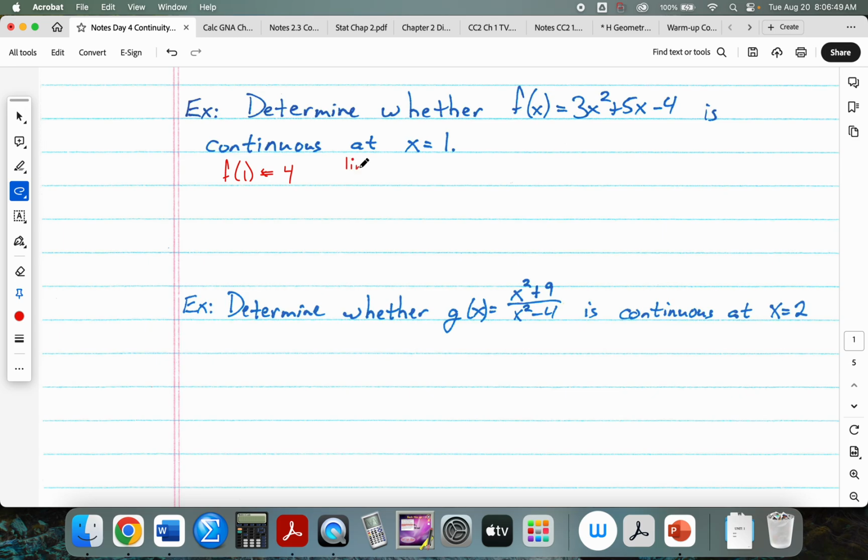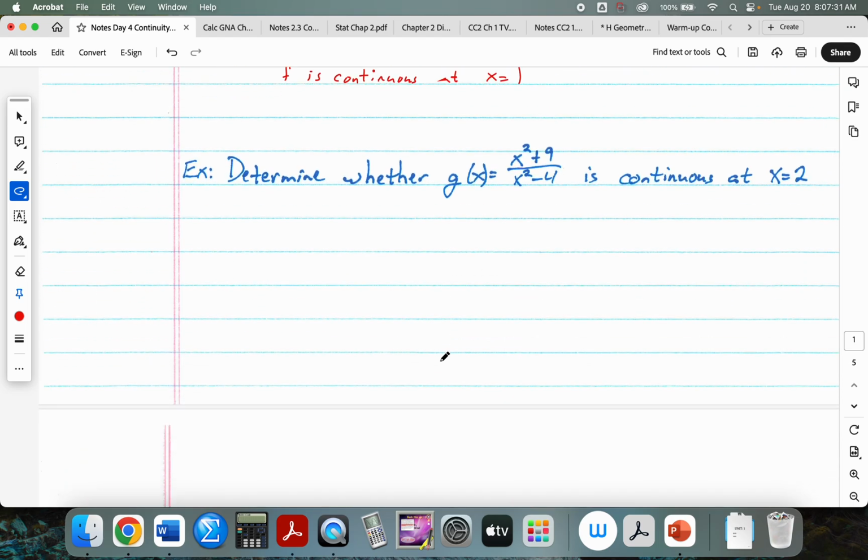And the limit as x approaches 1 of f of x. Now there's nothing crazy going on in this, so it's a polynomial. We just substitute. That's also 4. These are equal. So because those two are equal, f is continuous at x equals 1. Let's look at the next one.